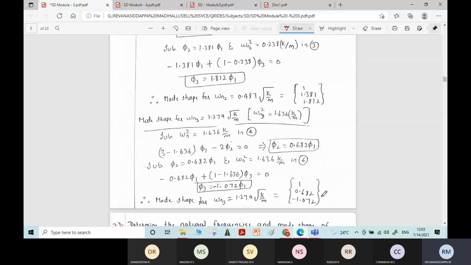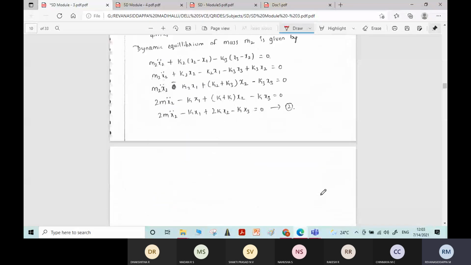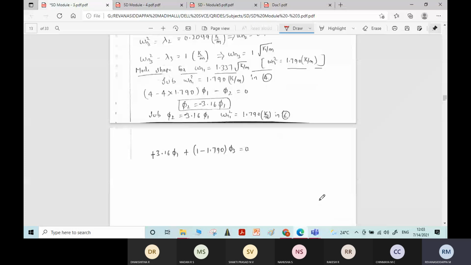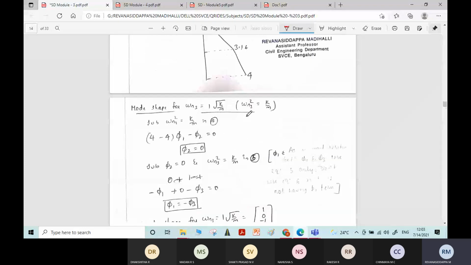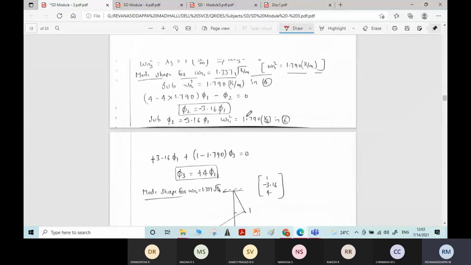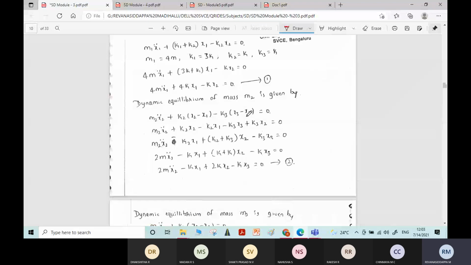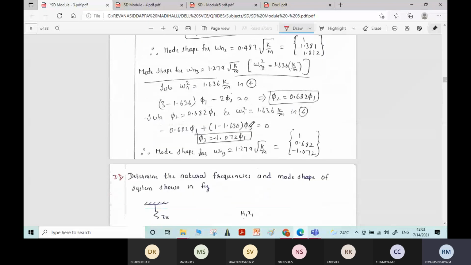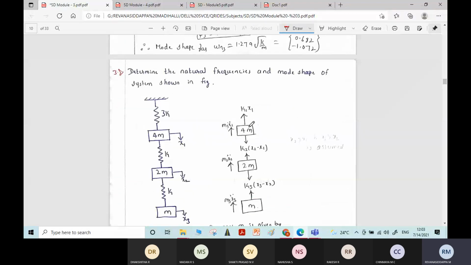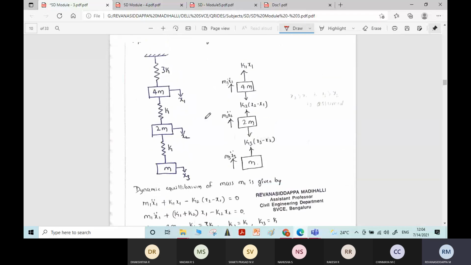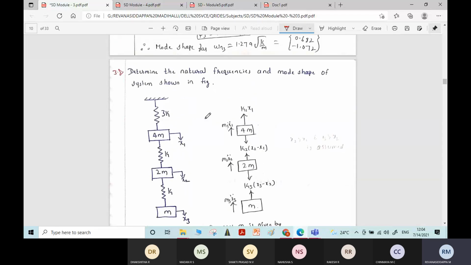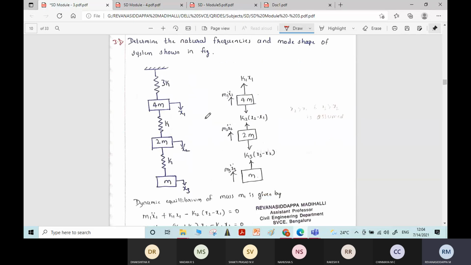After getting the mode shape values, you need to write the mode shapes. I think in this problem I have written like this. You need to write the mode shapes. Okay, for that there are marks. Don't forget, write the mode shapes finally. Okay. For the remaining problems, whatever procedure I have explained, the same procedure you need to follow.